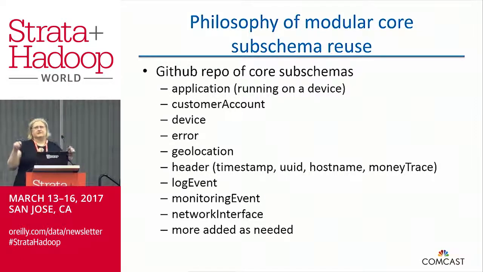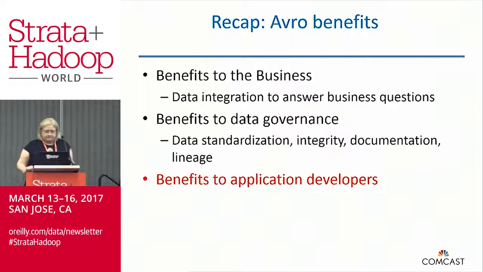And it's so important that if you are talking about zip code and somebody else is talking about zip code, if they name it zip code and you name it postal code, why? Why would you do that? If you both name it the same thing, it's easy to join on or match. So, to recap, the benefits of Avro to the business are that it allows data integration to answer business questions that you couldn't otherwise. The benefits of data governance are standardization and all that good stuff.